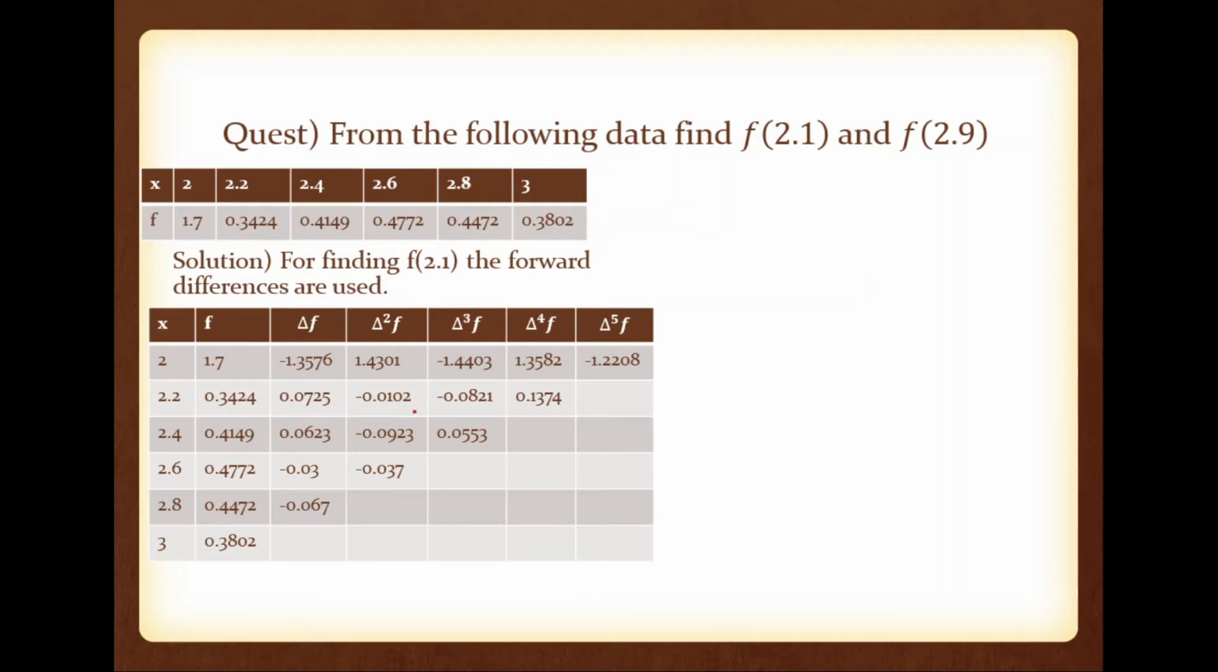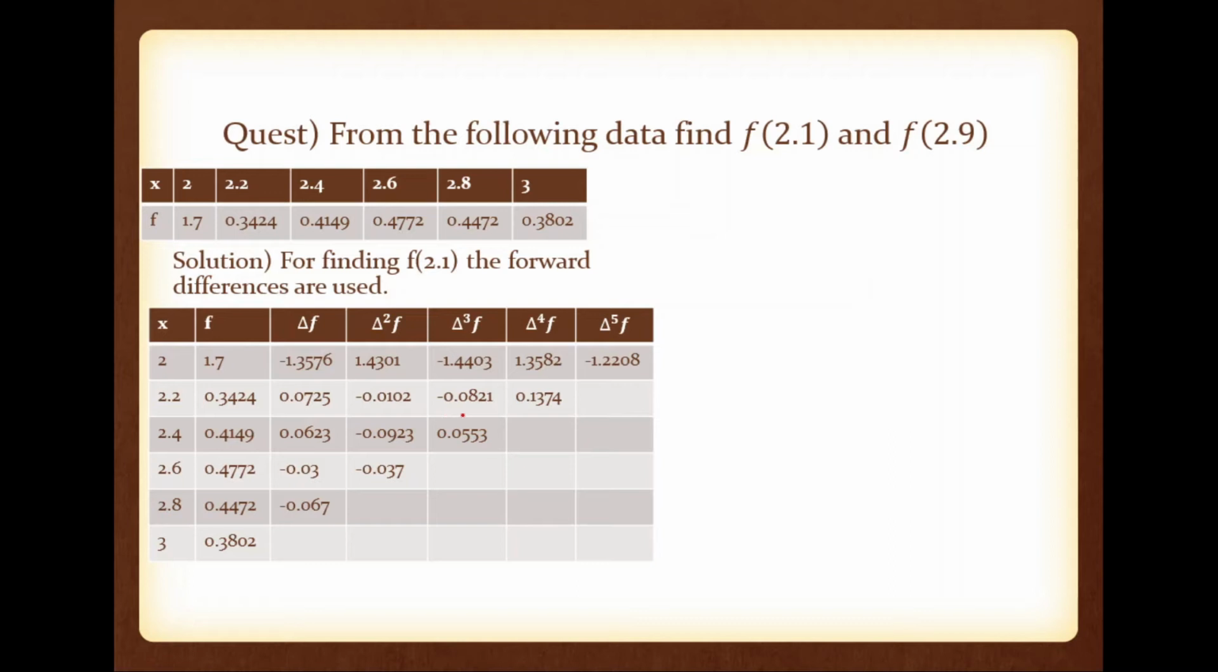So that is minus 0.0102 minus 1.4301 is minus 1.4403. Minus 0.0923 minus minus 0.0102 is minus 0.0821. Minus 0.037 minus minus 0.0923 is 0.0553. So these are the third order finite forward difference data. Okay. So now by using the third order forward difference, we have to find the fourth order forward difference.